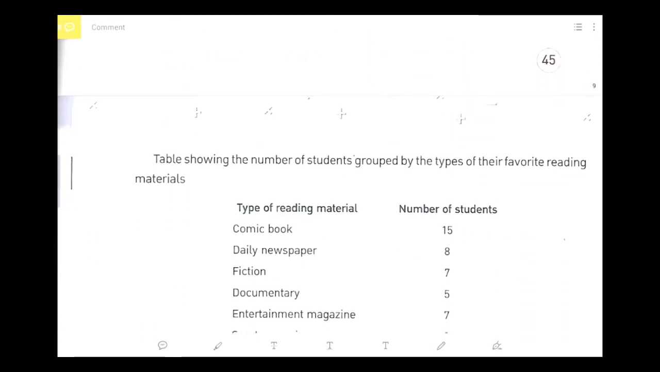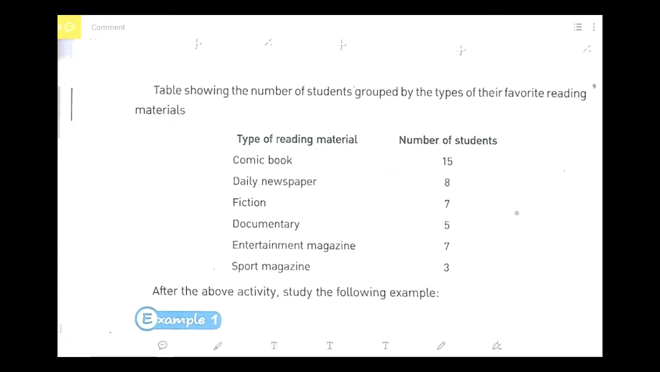So let's see. Now it has results, right? Somebody did it for you. Somebody collected information for you. So you have the comic book. Because you are students, you like comic book the most. You like it more than textbook, more than mathematics. You like it so much. You can read it all day, all night, and you don't want to sleep.